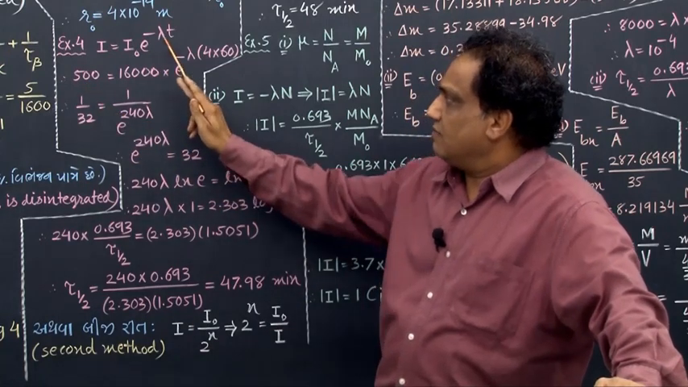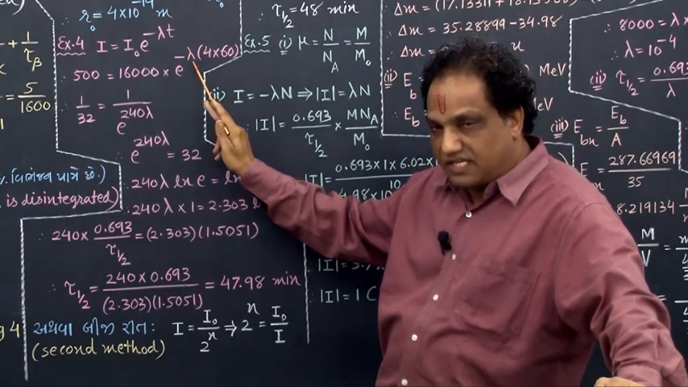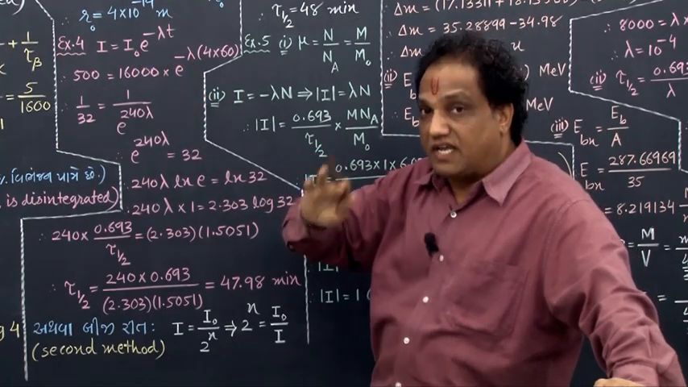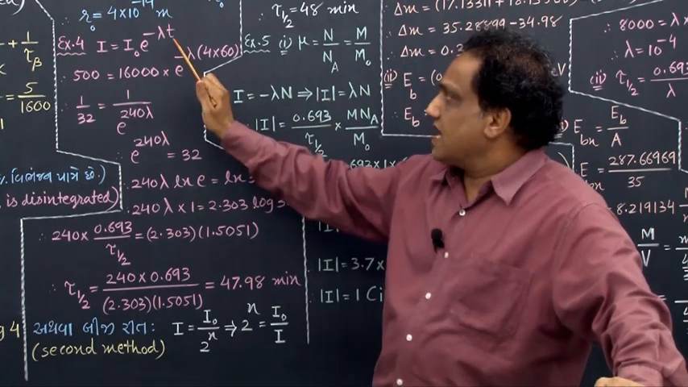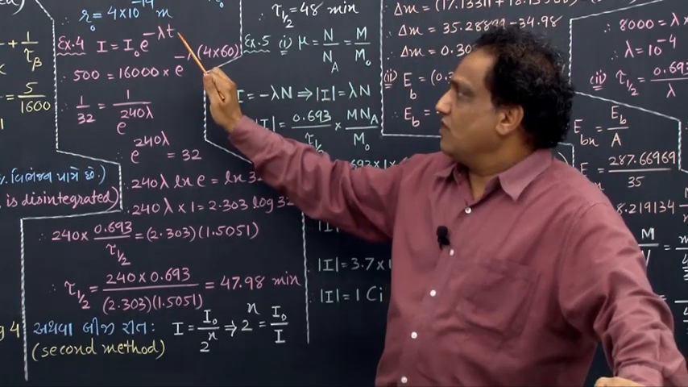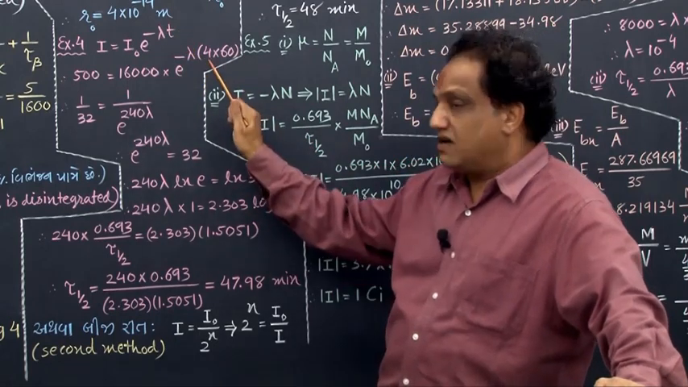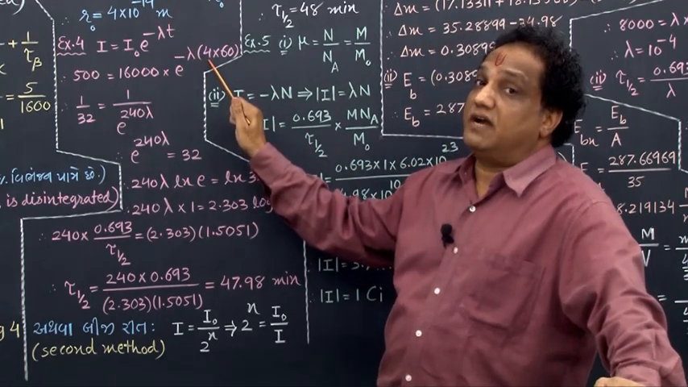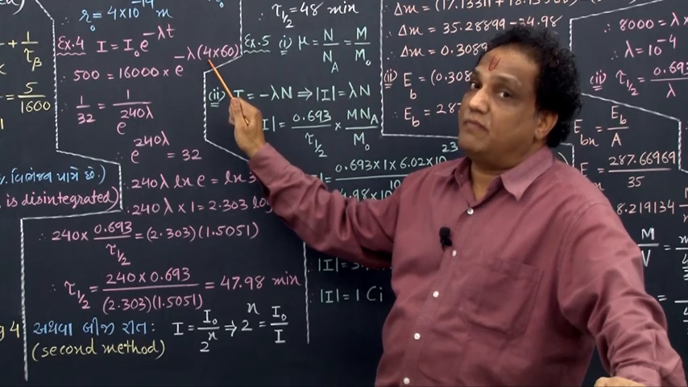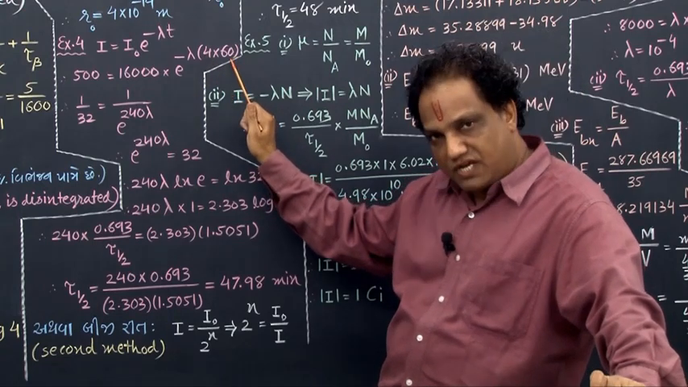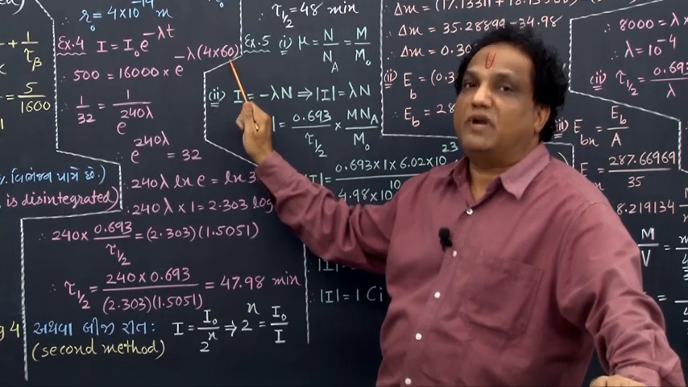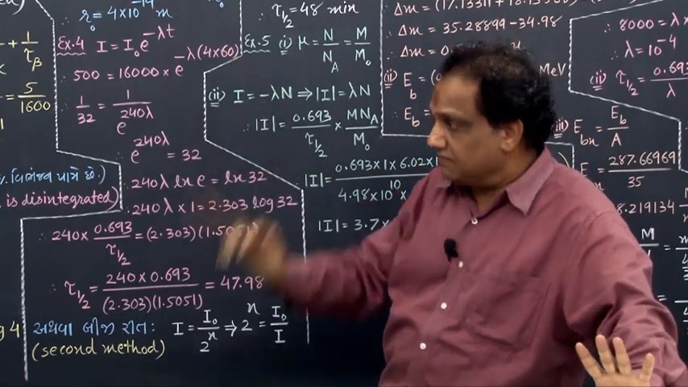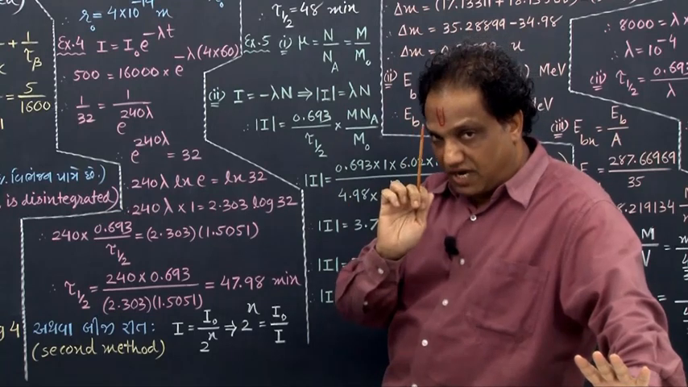Now e raised to minus lambda t stays as it is, but because these two activities are taken in certain number of disintegrations per minute, this time must be taken in minute. What is the time given to you? 4 hours. 1 hour is how many minutes? It is 60 minutes. So we must convert this time from hour to minute, multiply by 60. Remember, we are taking time in minute.